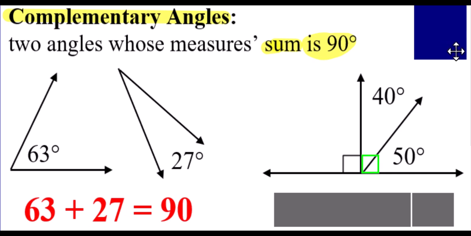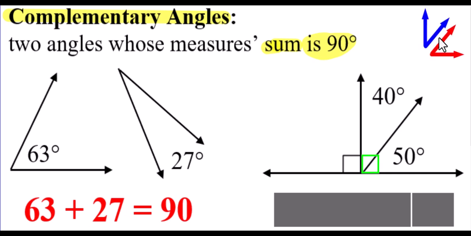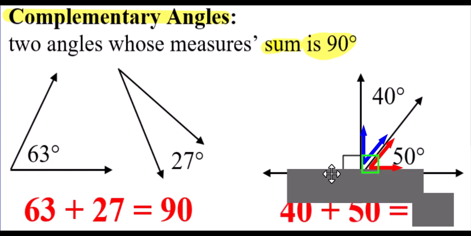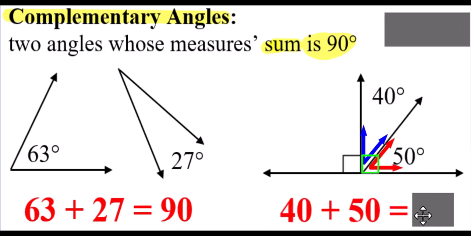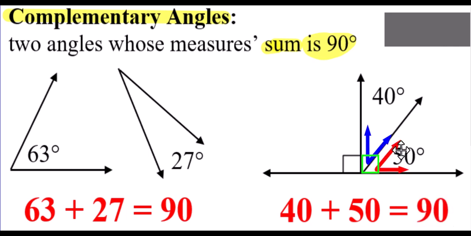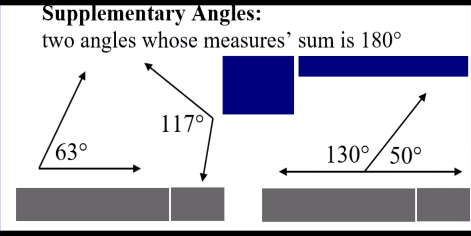Well, on this unique drawing, there are two angles that together would form that 90 degree angle, the 40 degree angle and the 50 degree angle. And lo and behold, if I take 40 plus 50, what do I get? Boom, 90 degrees. So that means this blue angle here and this red angle here, they are a pair of complementary angles.